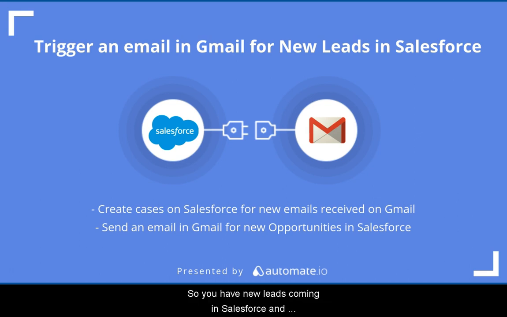So you have new leads coming in Salesforce and want to notify yourself and your team regarding those leads via Gmail. Or you want to create a case in Salesforce whenever there is a new email in Gmail, or get notified for new opportunities created. Getting notified can help keep you aware of new leads and help you better reach out to those leads in no time flat. However, doing that manually for every lead can be quite a task, so that's where Automate.io comes in.